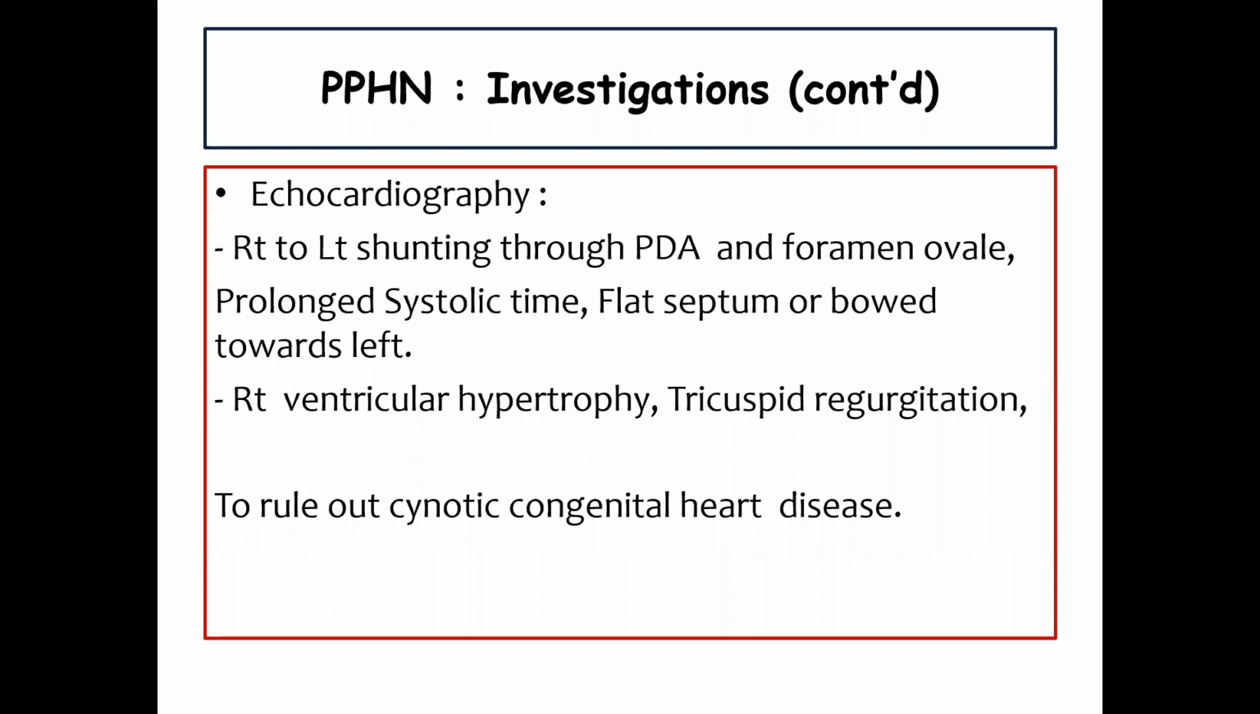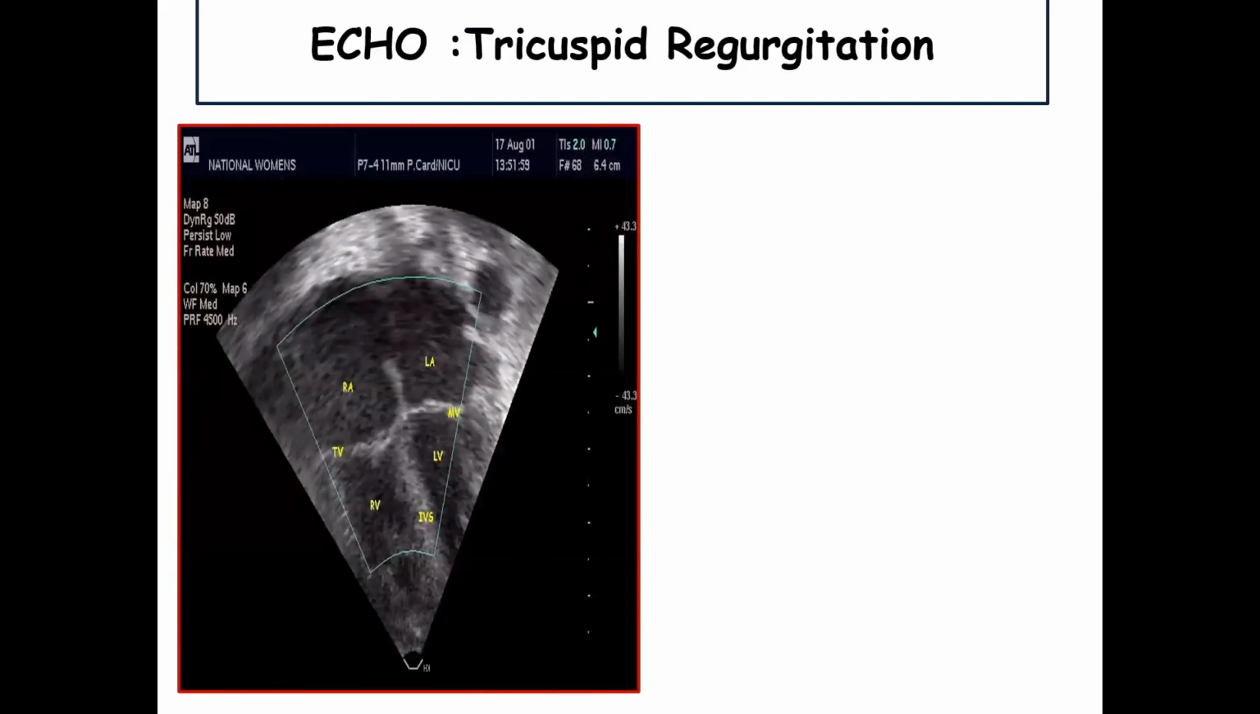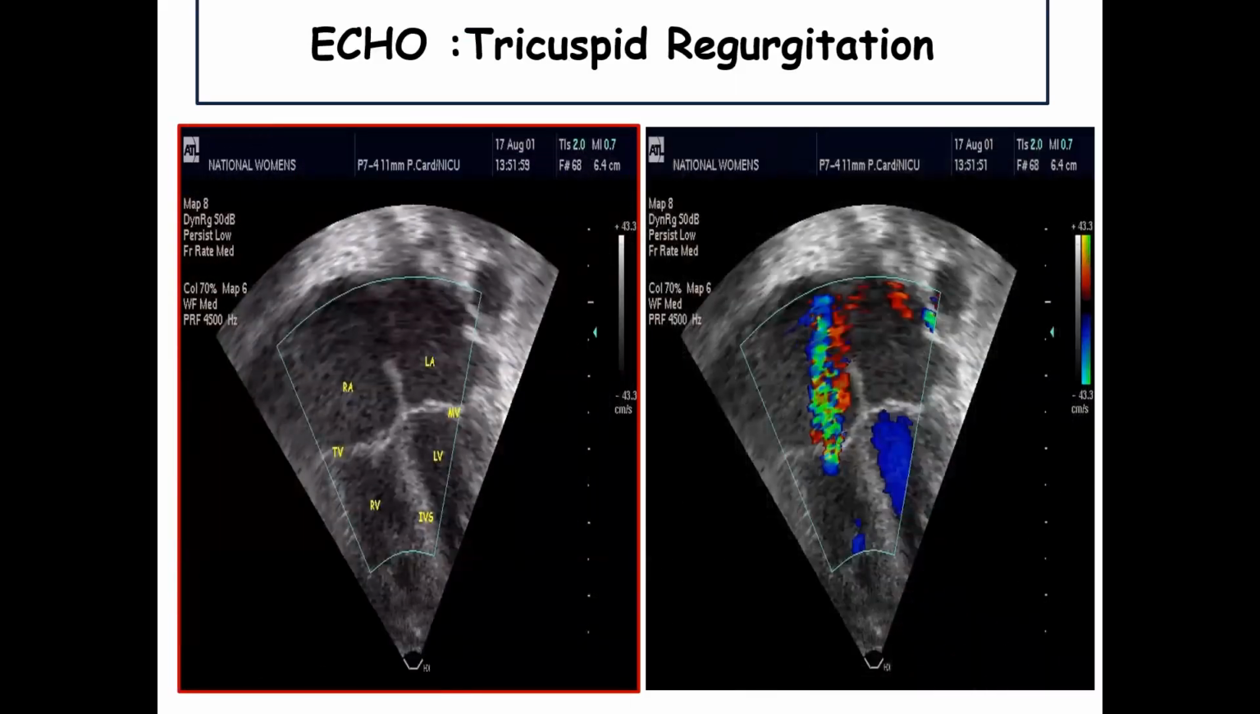The presence of prolonged systolic acceleration time and a flat or a bowed septum towards the left side is also an evidence of increased right ventricular pressures, along with the presence of signs of right ventricular hypertrophy and tricuspid regurgitation. So I'll try to show you some of the echocardiographic images. So this is a kind of apical 4-chamber view.